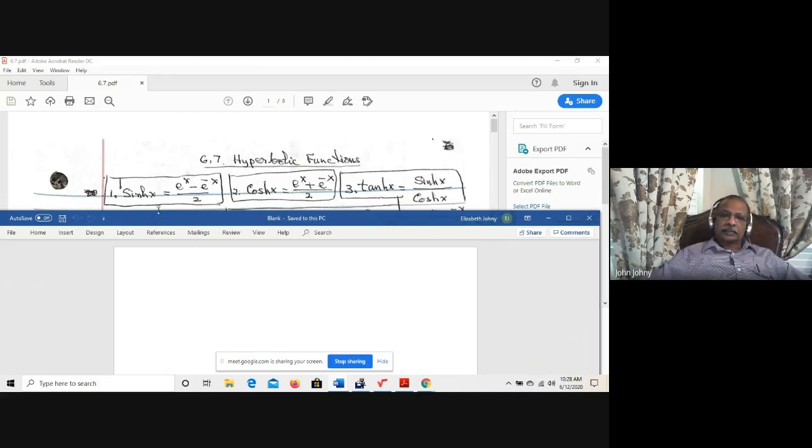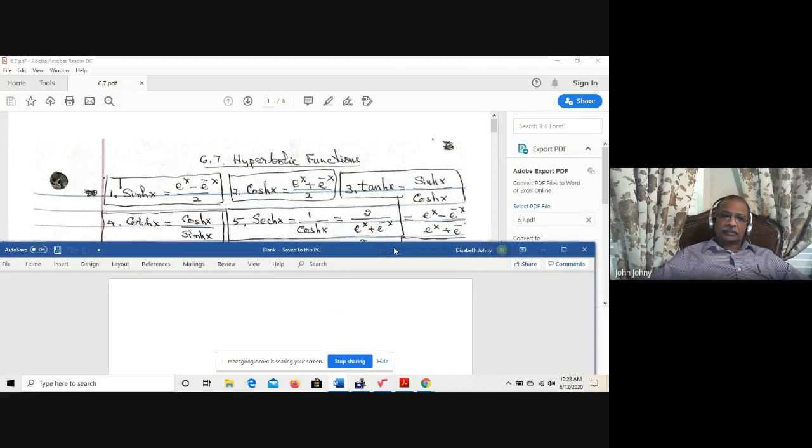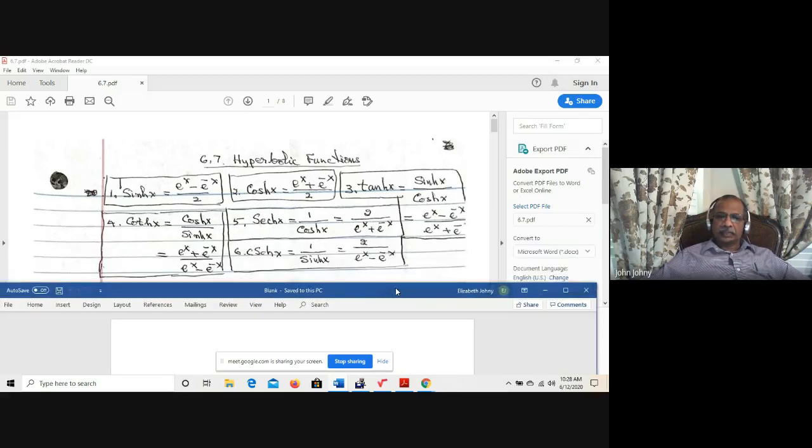Sinh x is (e to the x minus e to the negative x) over 2. Cosh x is (e to the x plus e to the negative x) over 2. Tanh x is sinh x over cosh x. Then coth x is the reciprocal of tanh x. Sech x is the reciprocal of cosh x. And csch x is the reciprocal of sinh x.